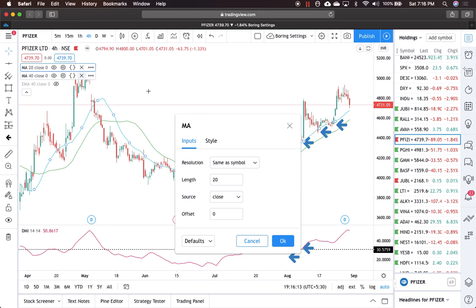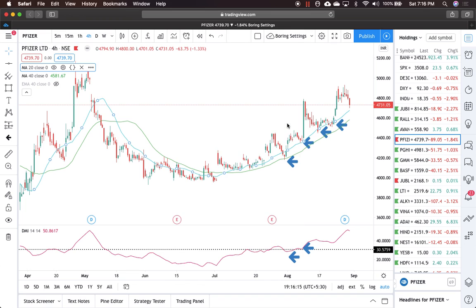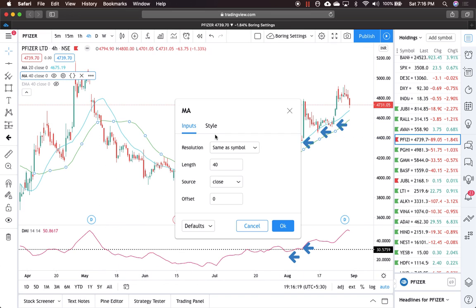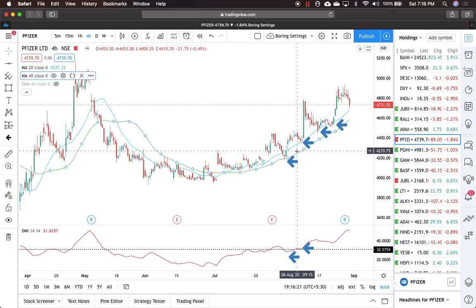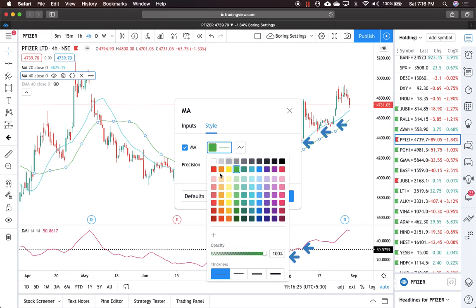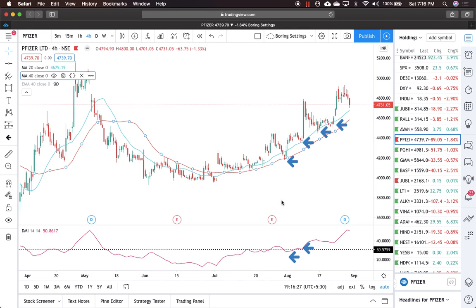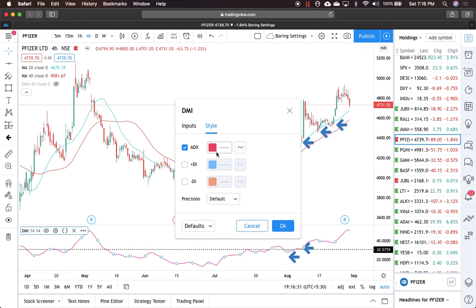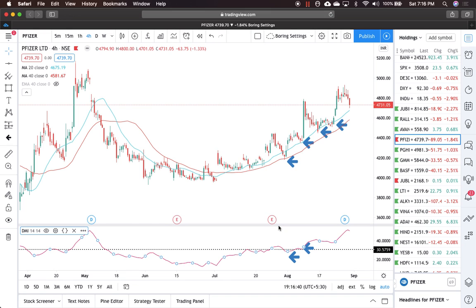I'm using a 20 moving average simple. Length is 20, it's in the blue color. I'm using a 40 simple moving average, and this is in the green color. Let me just change the color a little bit so that you can identify both of them. At the same time, I'm also using a directional movement index. So I'm using the ADX. I have chopped out the positive and the negative directional index. I'm using the ADX. If you want, you can use the RSI also.